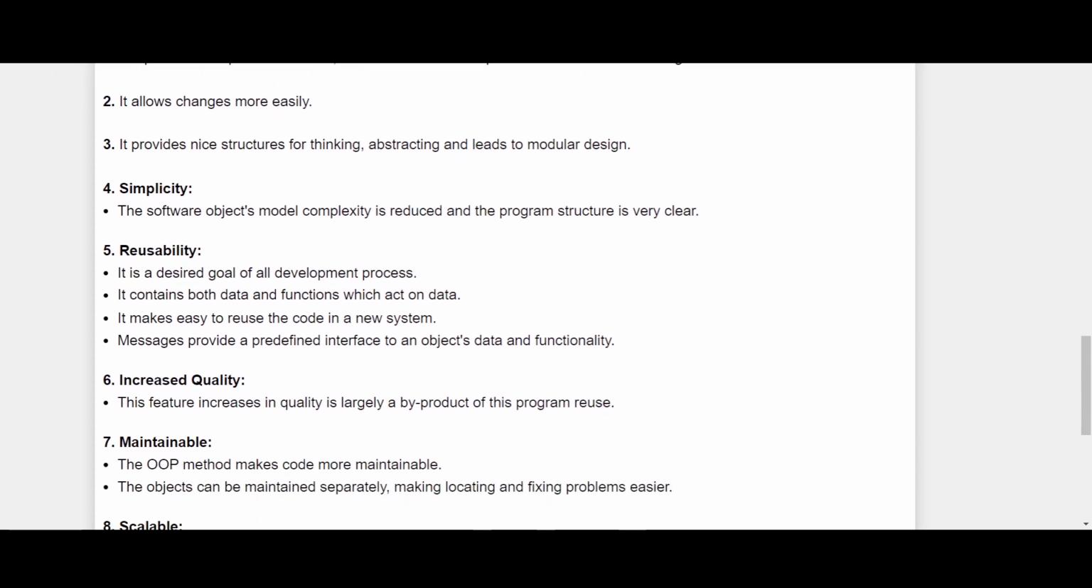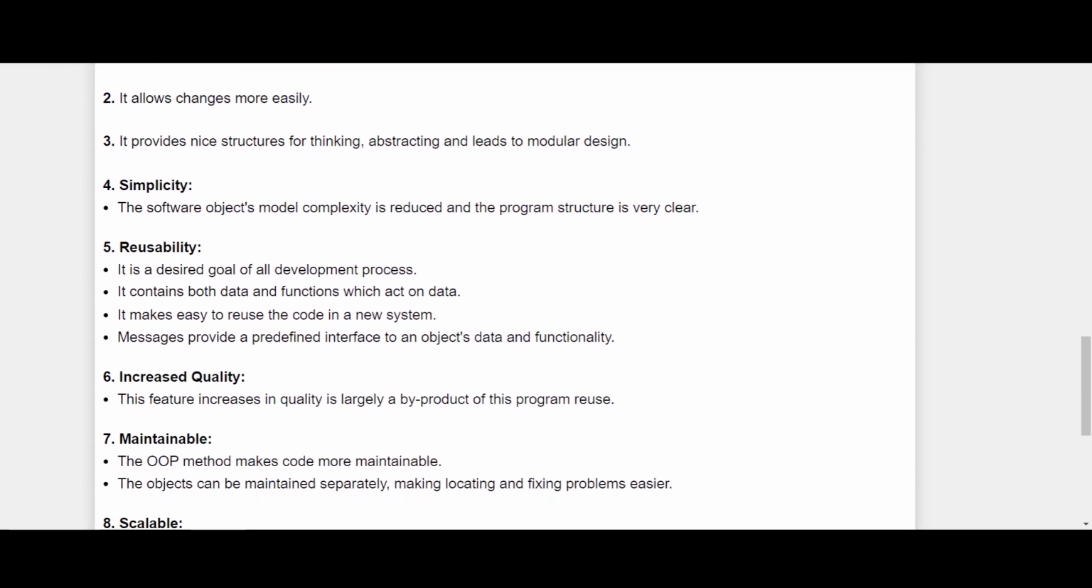What do you mean by simplicity here? The software object model's complexity is reduced and the program structure is very clear. This is called simplicity. Reusability is a desired goal of all development processes. An object contains both data and the functions which act on the data, which makes it easy to reuse the code in a new system. Messages provide a predefined interface to an object's data and functionality. This is called reusable quality.